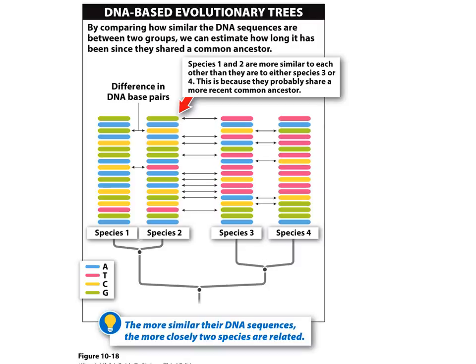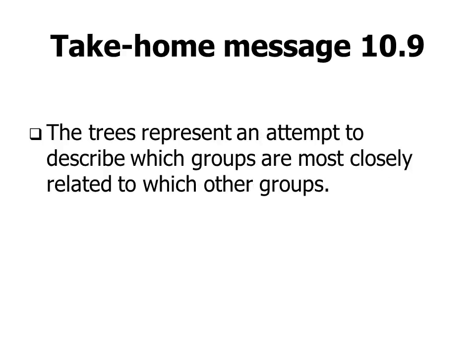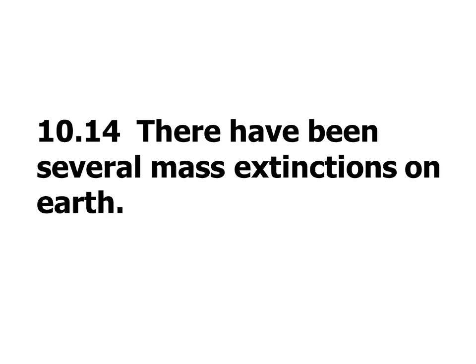So here they're showing you species 1 and 2 are more similar to each other than they are to either species 3 or 4. That's suggesting that they shared a more recent common ancestor. So they're going to be put together with a common ancestor, whereas species 3 and 4 have their separate common ancestor. And then all the species come back to one common ancestor down toward the bottom of that fork. Evolutionary trees constructed by biologists are hypotheses, so they could change. They represent an attempt to describe which groups are more closely related to which other groups.